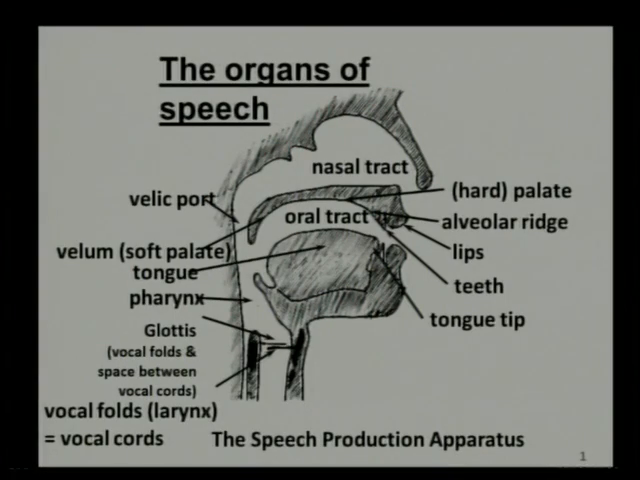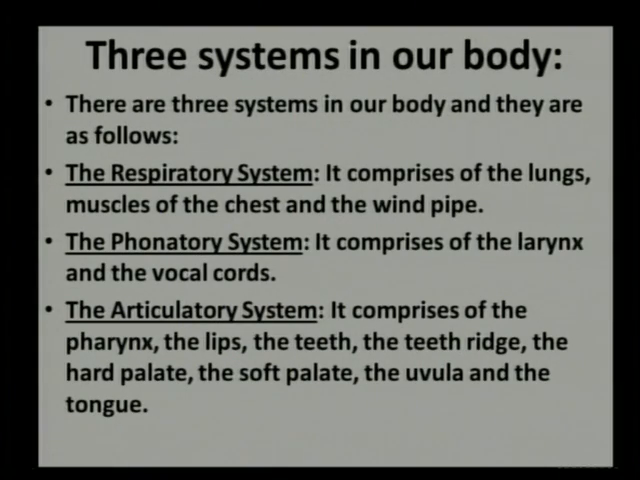Here we see the organs of speech, which start from the nasal tract, the hard palate, the alveolar ridge, lips, teeth, tongue, the velic port on the other side, the velum, which is also known as the soft palate, tongue, pharynx, glottis, vocal cords and vocal folds. So these are the organs of speech which we have in our mouth, and they are the interior organs. Alright, now there are three systems in our body. The three main systems in our body are known as the respiratory system, the phonatory system and the articulatory system.